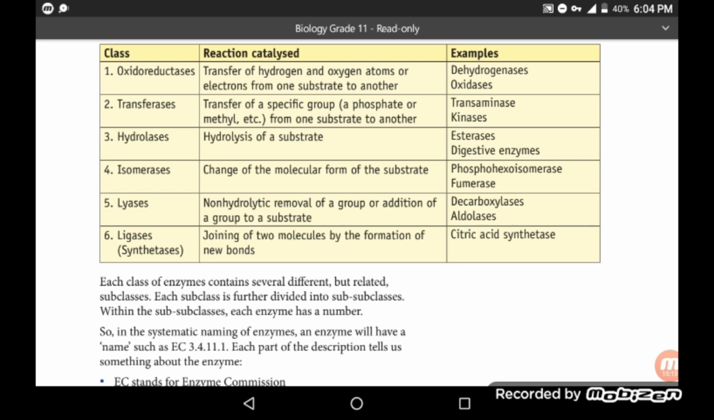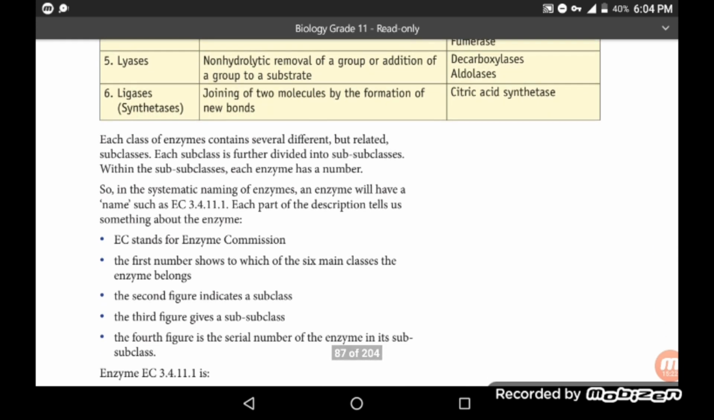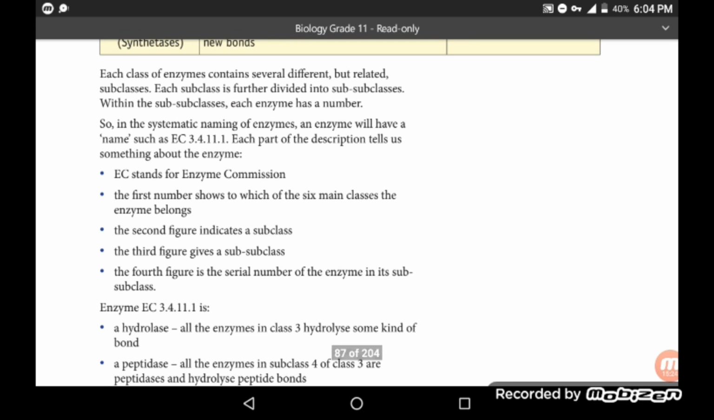Each class of enzymes contains several different but related subclasses. The enzyme classes, such as oxidase, transferase, isomerase, have subgroups, and in the chart each subclass is further divided into subclasses.